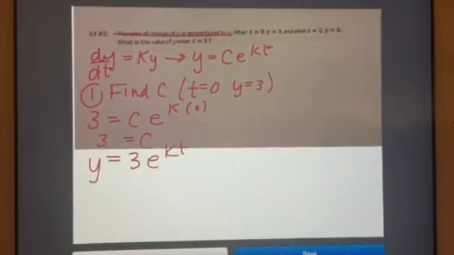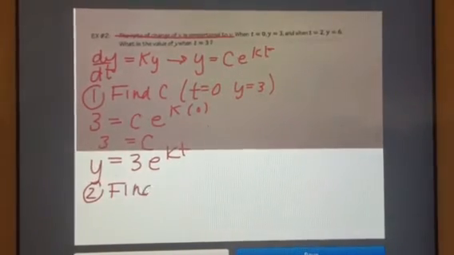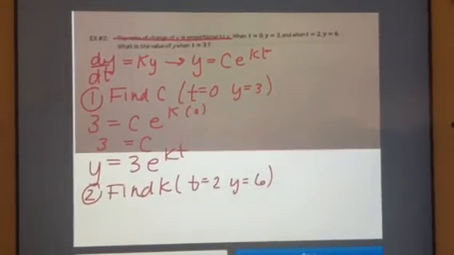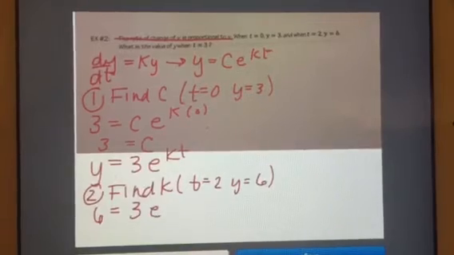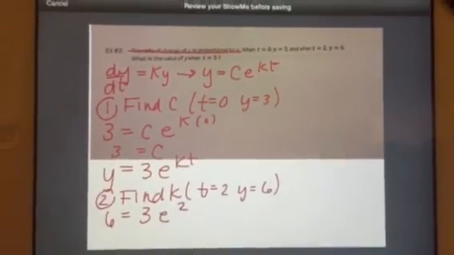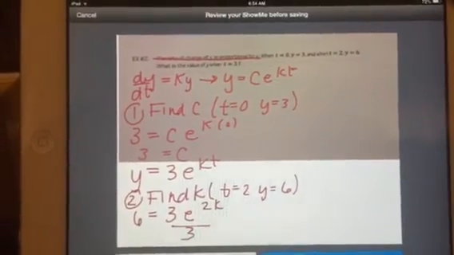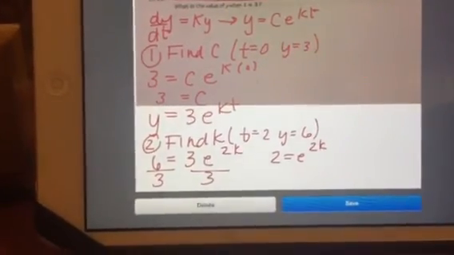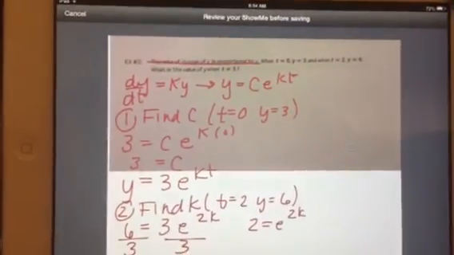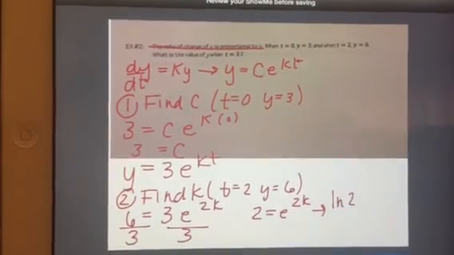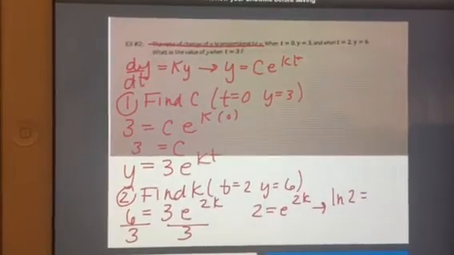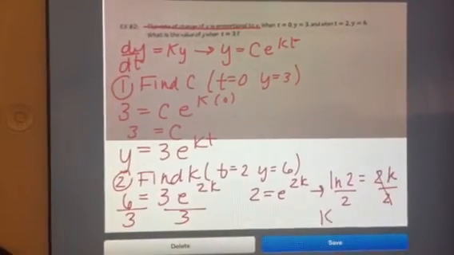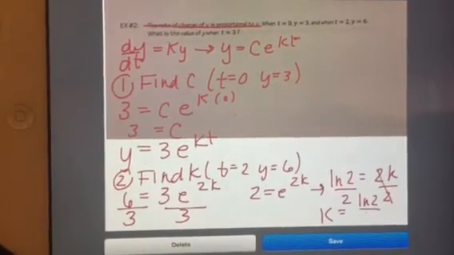Well, now we have to find the value of k using t equals 2, y equals 6. So 6 equals 3e to the 2k. Divide by 3. 2 is equal to e to the 2k. To get rid of e, we would ln both sides. So we have ln of 2 equals 2k. Divide by 2, divide by 2. So k is equal to ln of 2 divided by 2.